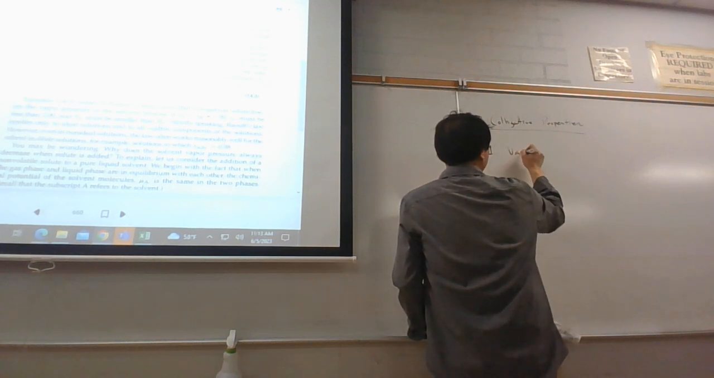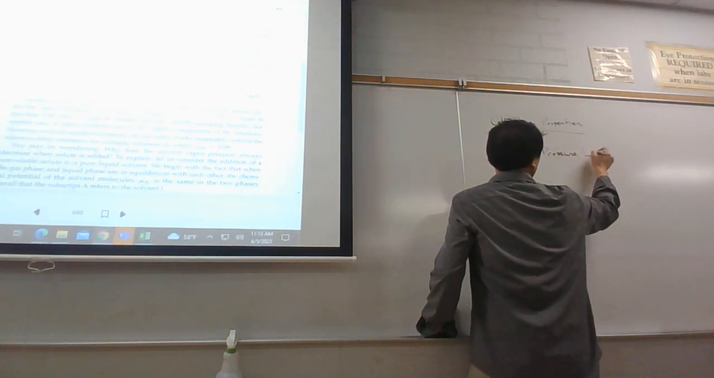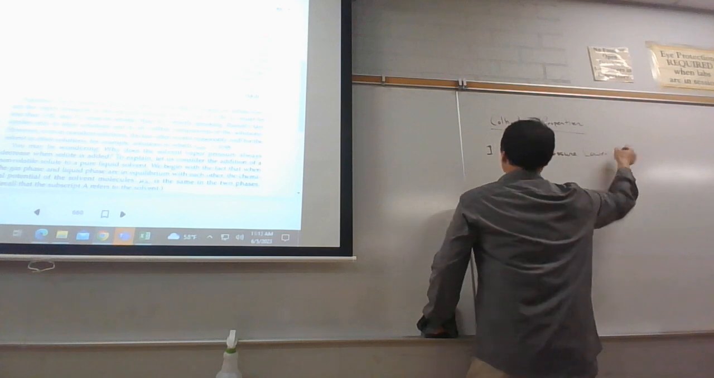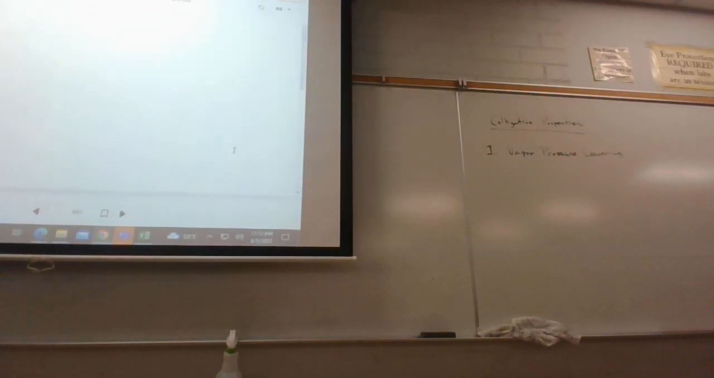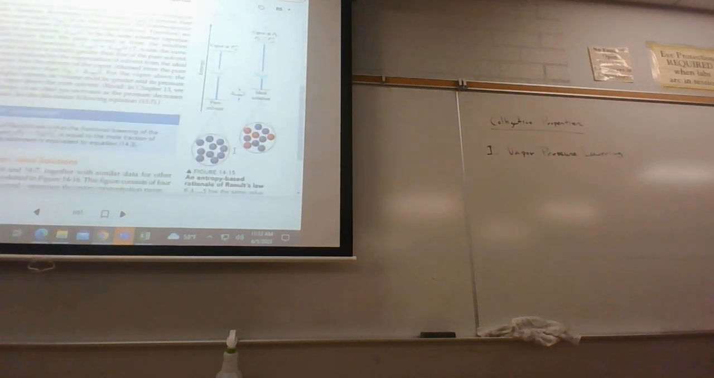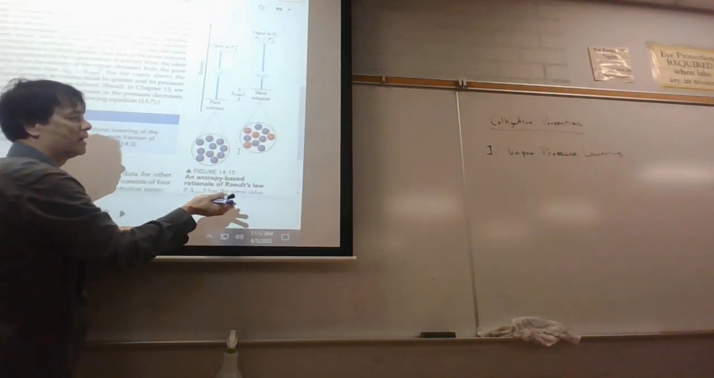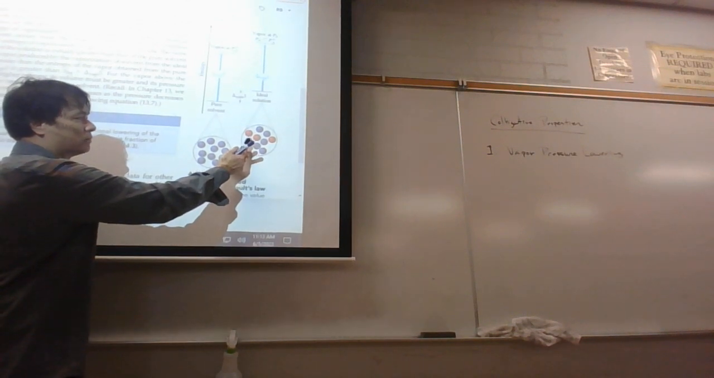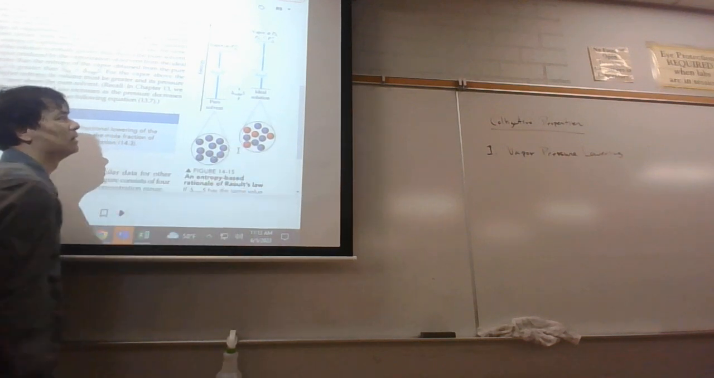One is vapor pressure lowering. What happens when we have solute in a liquid? It lowers the vapor pressure of that liquid. And so if we have a pure liquid, its vapor pressure is going to be higher than this. We're going to vaporize fewer of the blue when we have solute mixed in there.